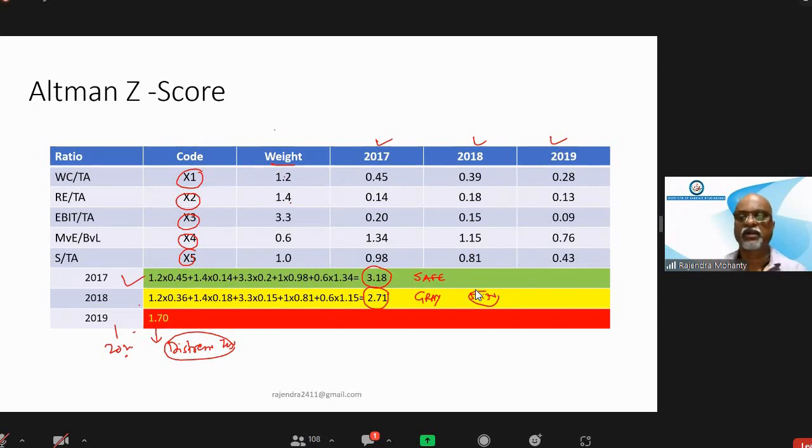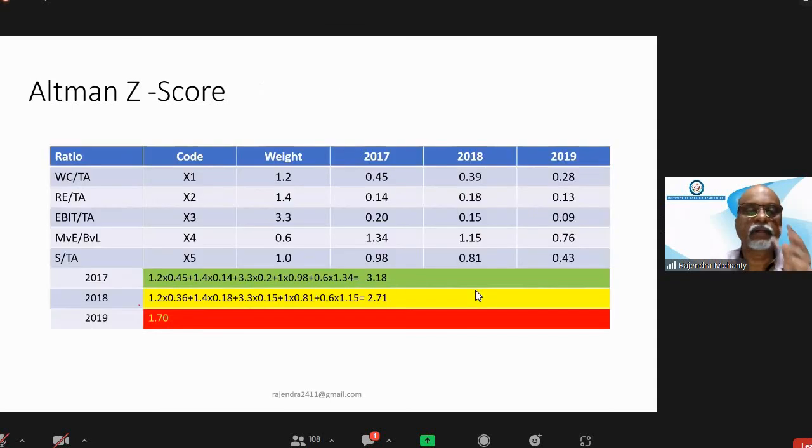So you have to calculate all the 3 and see that, and tell that in 2019 we have seen that the resultant Z score is 1.70, which is under 1.81. So there is a possibility of bankruptcy. Is it clear? Very simple, no complication. Okay. Yes, sir. One last question, sir. Sir, ask.